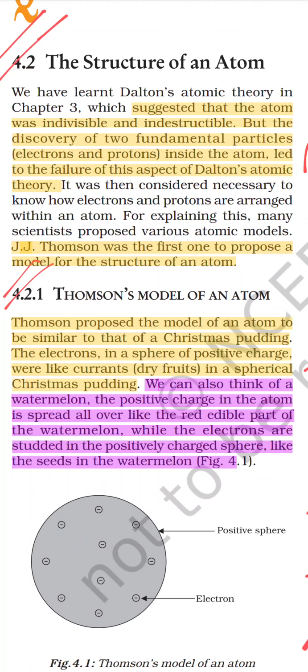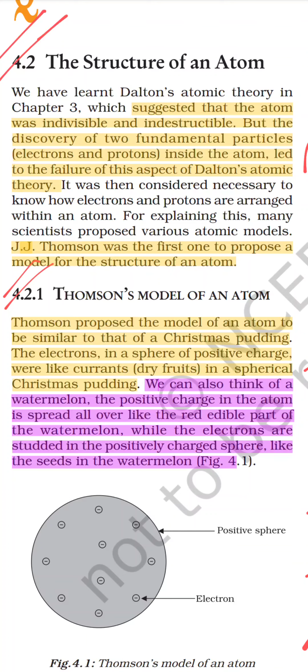Dalton's atomic theory suggested that the atom was indivisible and indestructible, but the discovery of two fundamental particles, electrons and protons, inside the atom led to the failure of this aspect of Dalton's atomic theory. It was then considered necessary to know how electrons and protons are arranged within an atom. For explaining this, many scientists proposed various atomic models.